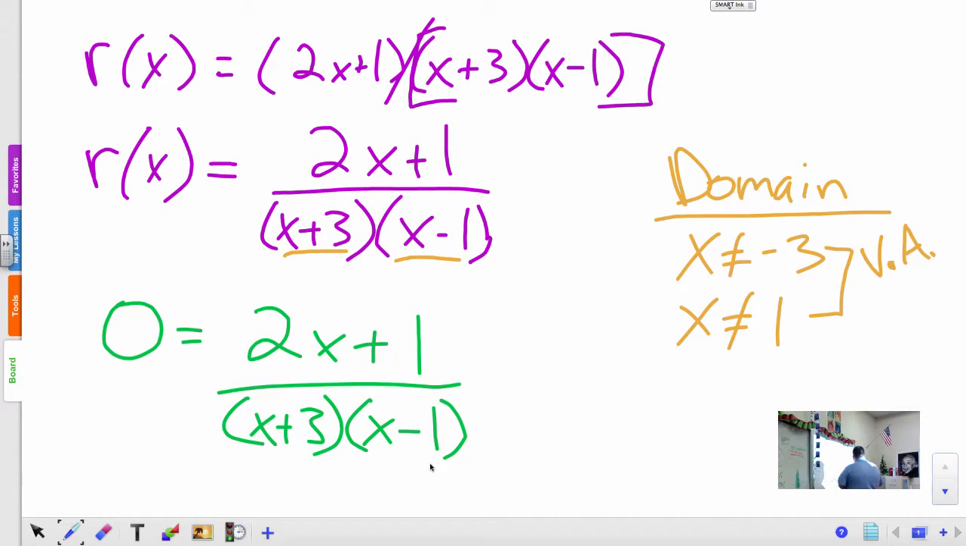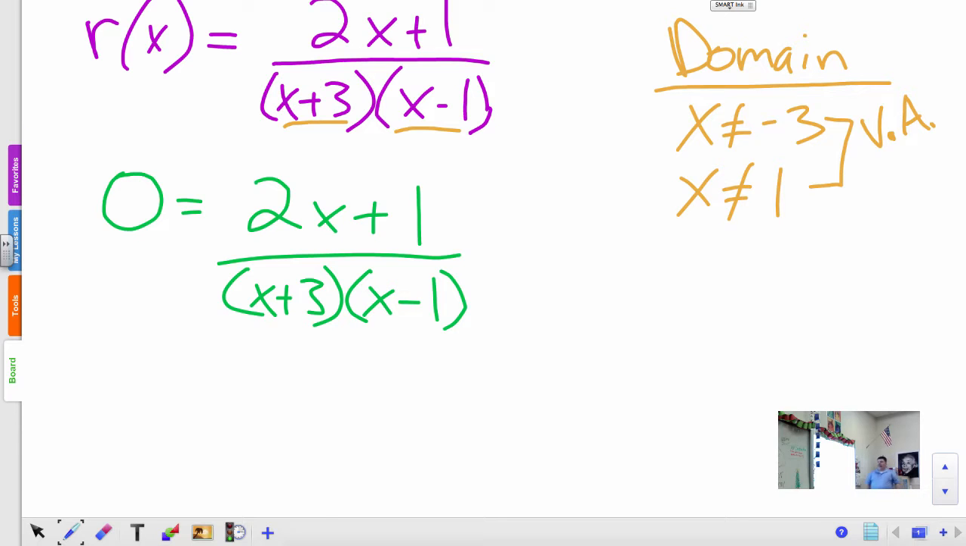When? How do I solve that? What do I do here? If I want to solve what values for x make this equal 0, what do you guys think we should do? I'm going to give you the short answer, and then I want you to think about it, and then I'll show you why. The short answer is I just need to set the numerator equal to 0. Because when the numerator equals 0, it doesn't matter what's on the bottom. Does that make sense?